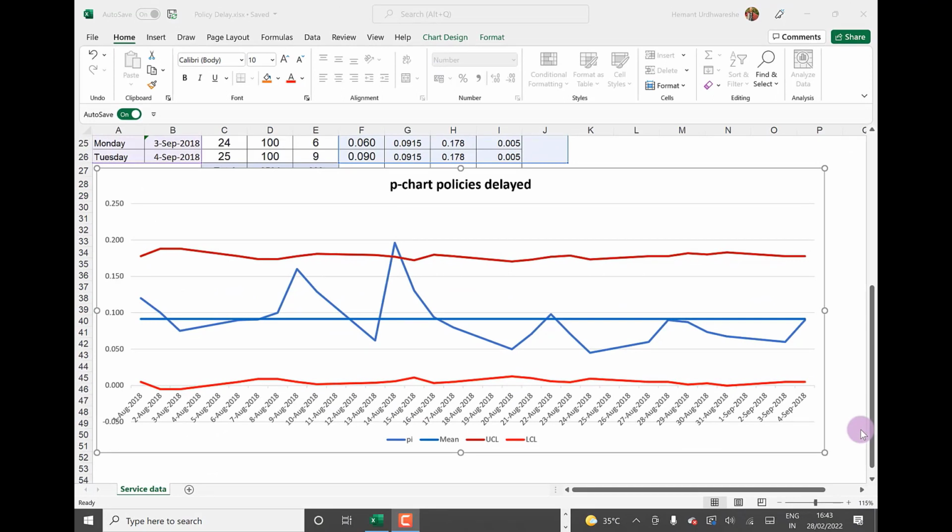There is one more assignable cause that can be seen in the chart. You can pause the video and I will wait for a few seconds if you are able to identify.